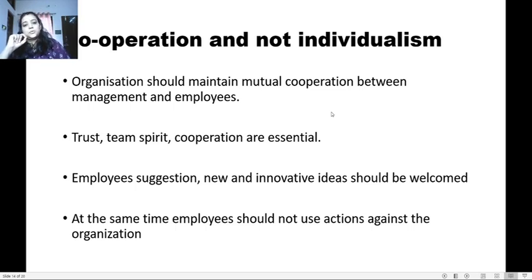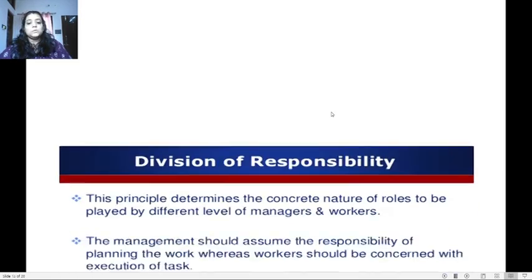As an employee, what should I do? I should not go for strikes. I should not blame the organization. I should not stop working. But I should work and make the organization feel that yes, we are working for the betterment of the organization. Right? So there should be cooperation and not individualism. We should not work for our individual growth, but we should work for the organization's growth.